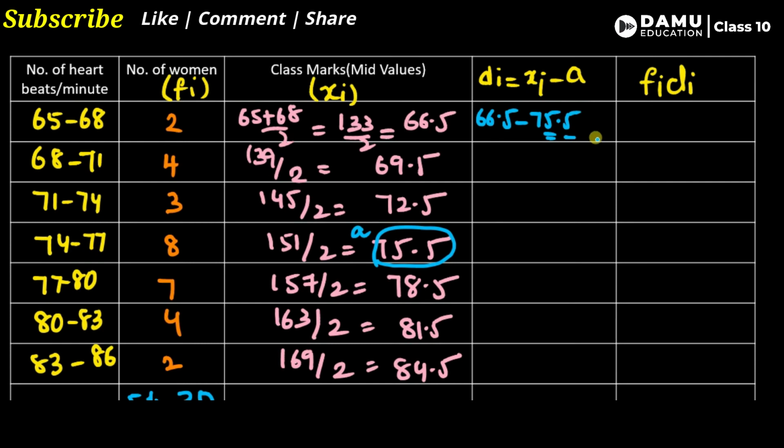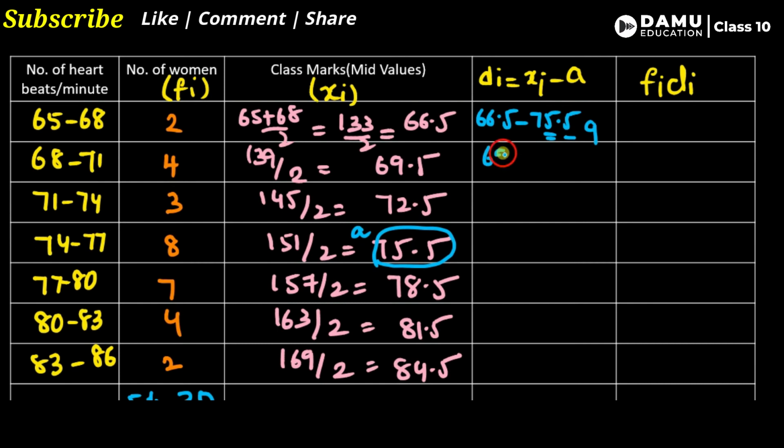So if you take it like this, you can take the assumed mean as any value. It's not only the middle value. You can take any value, 66.9, 60, 69.5, any value you can take. But the best way is to select approximately the middle value.